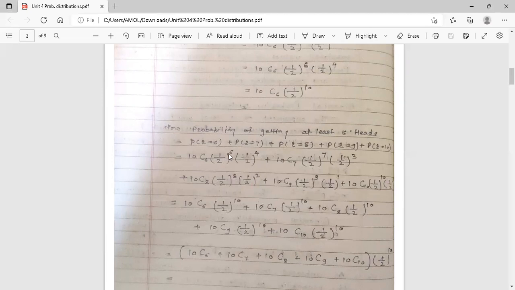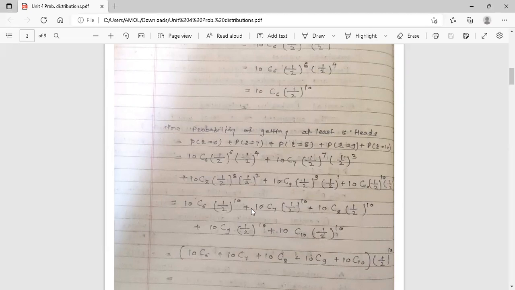In the first term, 6 plus 4 is 10. Second term, 7 plus 3 is 10. In the third term, 8 plus 2 is 10. In the fourth, 9 plus 1 is 10. And in the last, 10 plus 0. In the last term, the power of Q is 0 and the power of P is 10. So the addition is again 10.